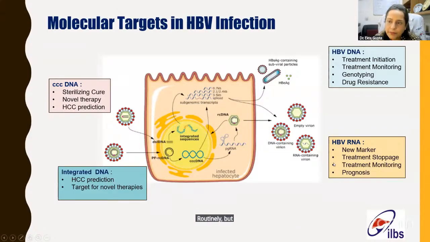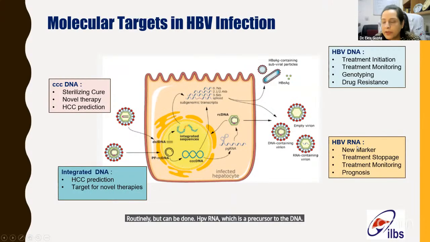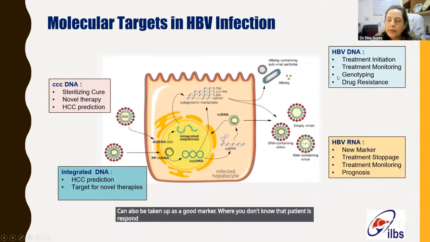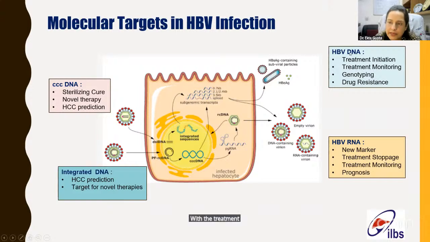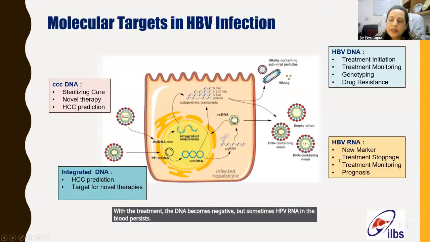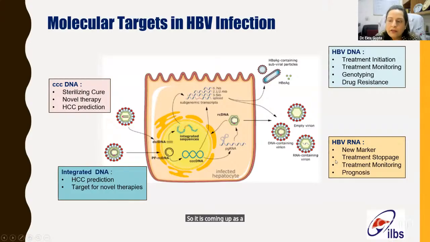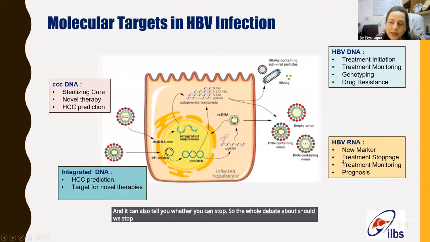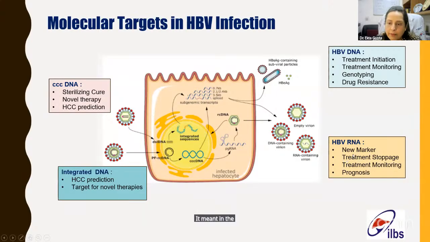HBV RNA, which is a precursor to the DNA, can also be taken up as a good marker where you don't know whether the patient is responding or not. With treatment, the DNA becomes negative, but sometimes HBV RNA in the blood persists. So it is coming up as a new marker by which you can monitor and prognosticate, and it can also tell you whether you can stop. The whole debate about whether we should stop treatment in HBV is coming up.